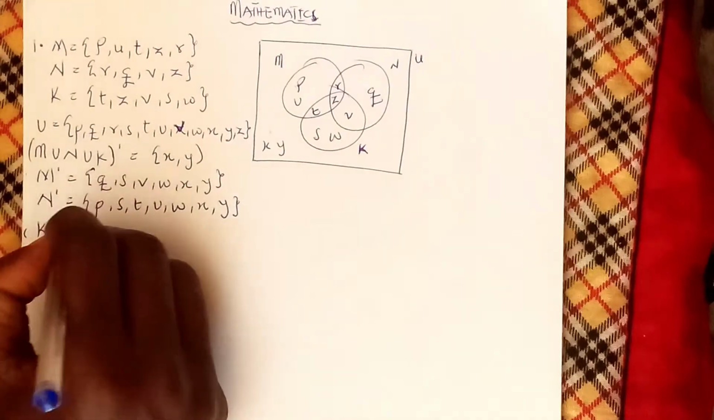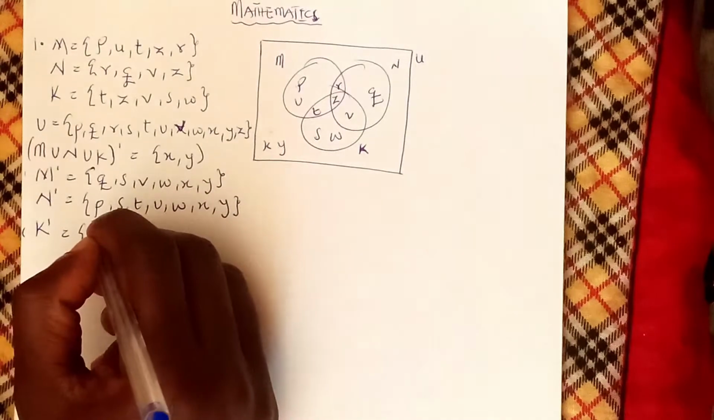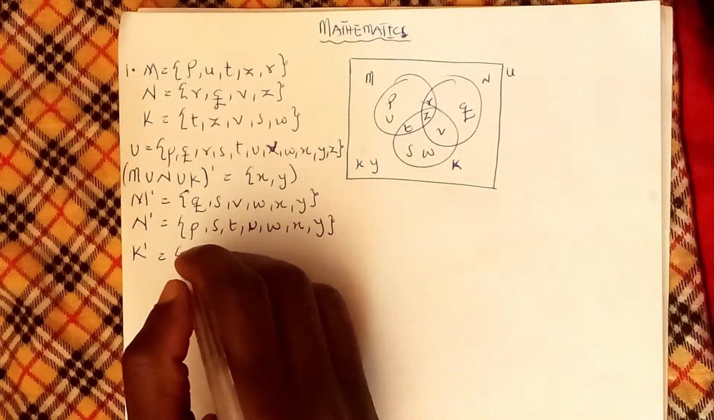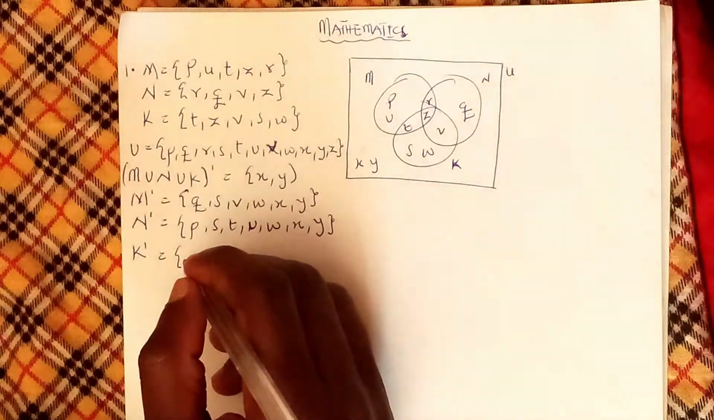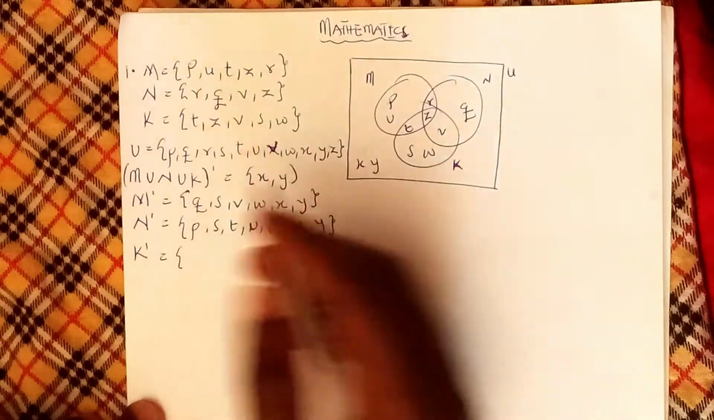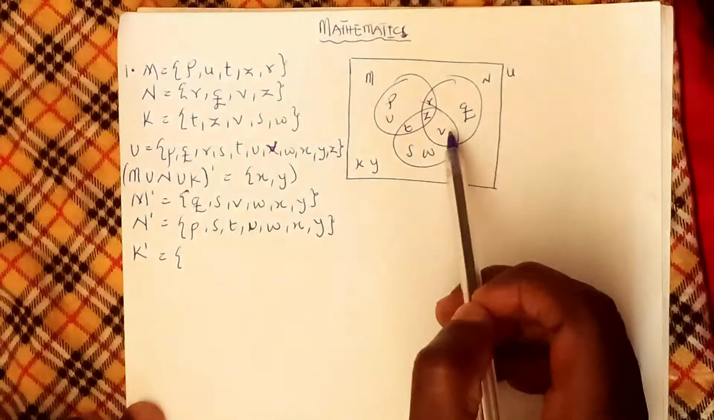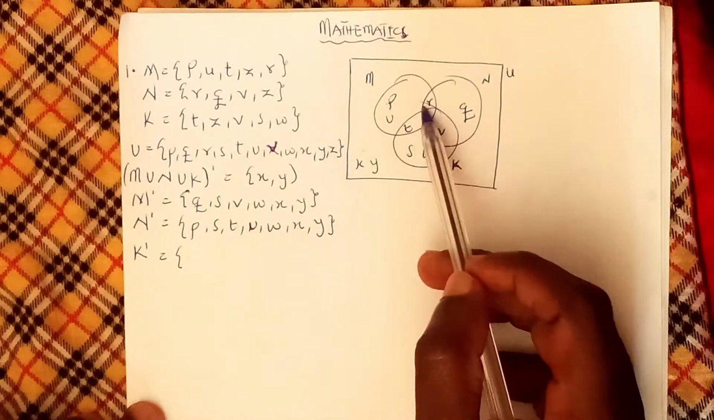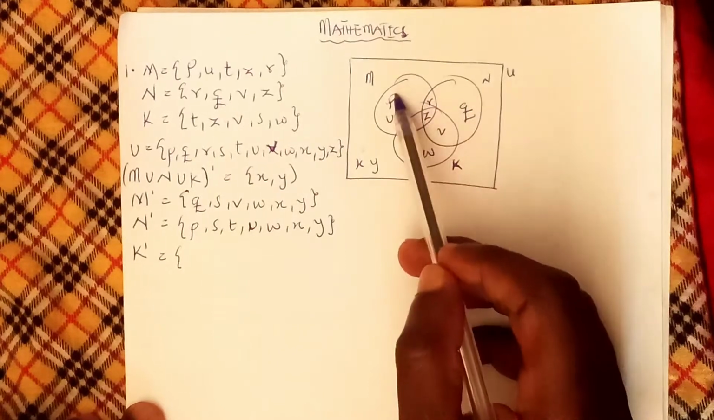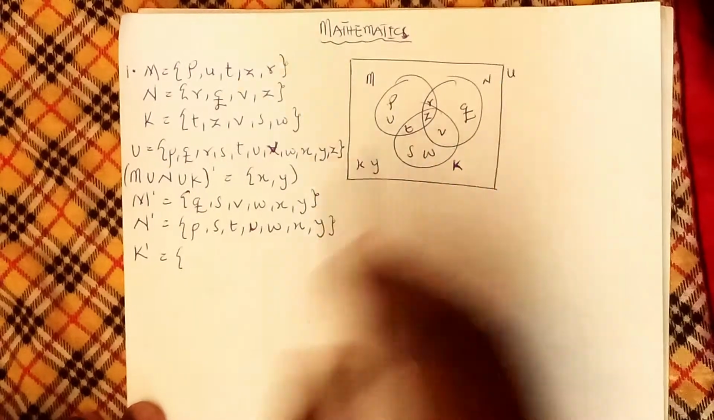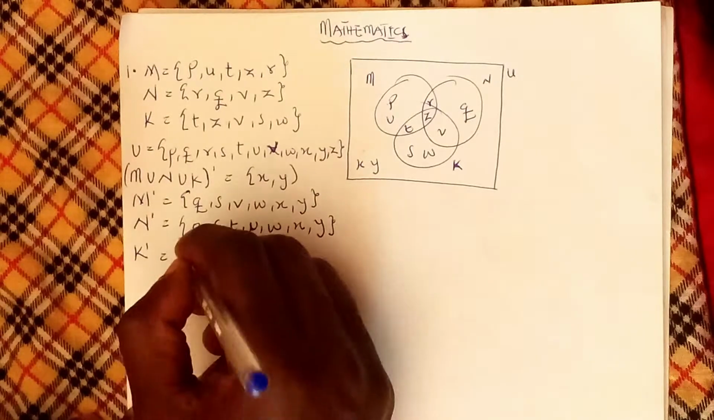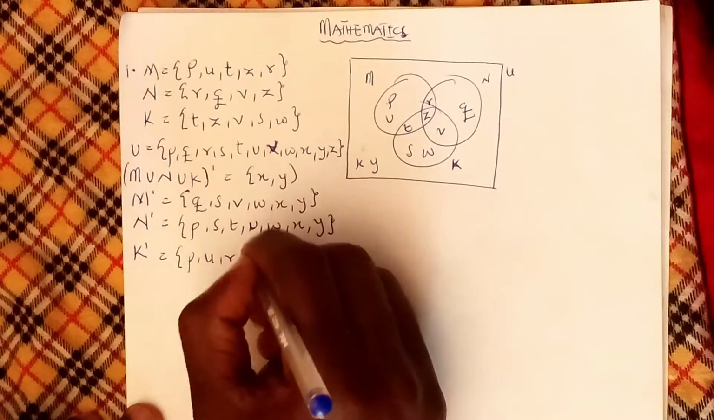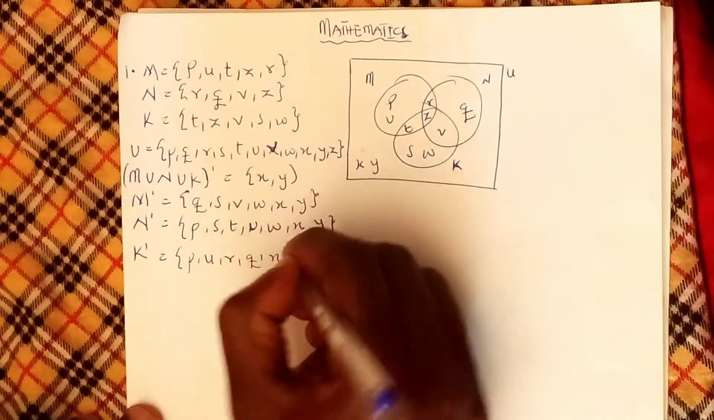K prime. That's the members in the universal set that are not part of K. Let's find the elements of K prime. And the elements of K prime are the members that are not in this circle that belongs to K. So therefore, we have Q, we have R, we have P, we have U, we have X, and we have Y. So the K prime is equal to P, U, R, Q, X, and Y.